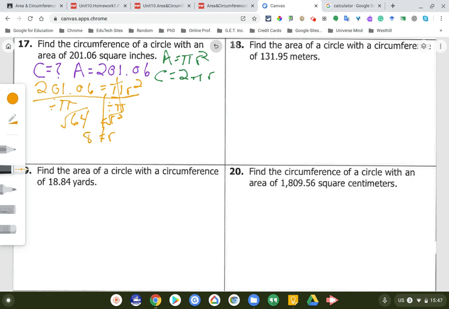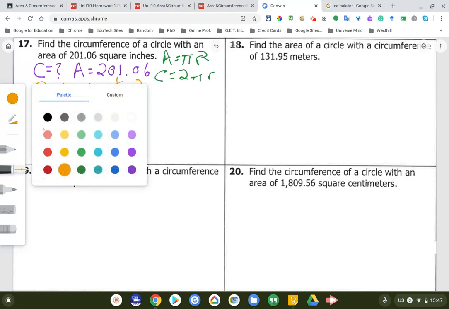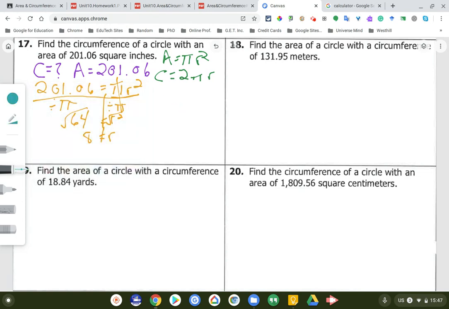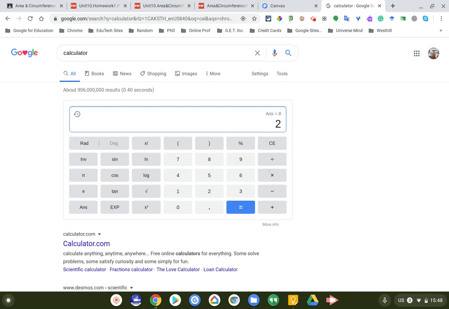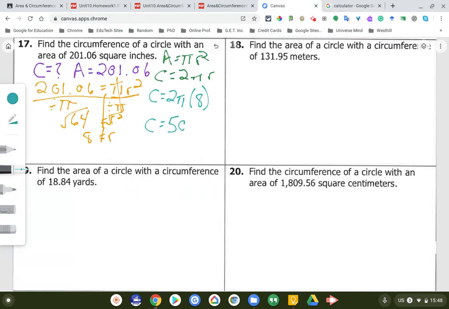Now we need to take that and put that back into our circumference formula, the green one at the top there, 2 times pi times r. So let's do it. Let's do a cool blue. All right. So c equals 2 times pi times our r, which is 8. Okay. So c equals, what's 2 times pi times 8? All clear. 2 times pi times 8 equals 50.27. All right, there it is, number 17.